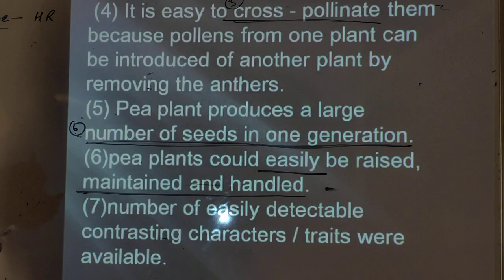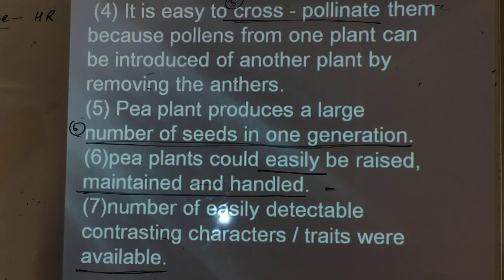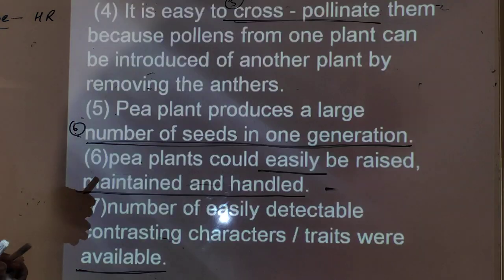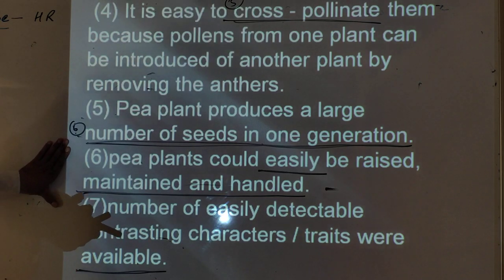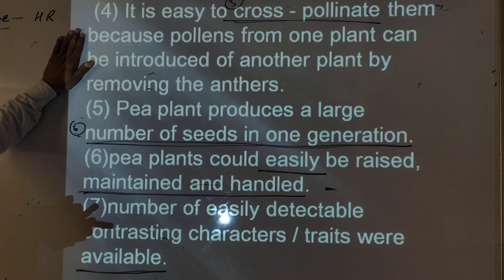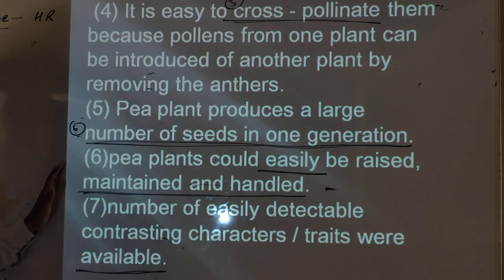And lastly, the contrasting characters and traits were available. Large number of characters without using any device. We can see all the characters by the naked eye. For example, height of plant, color of flower, size of seed, size of fruit, color of fruit. All these things are visible to the naked eye. So first, all these characters are available in an easy way. And secondly, the first point is easy visibility of characters. Second, a large number of seeds are generated in one generation, easy to handle and maintain, and easy to conduct cross-pollination. Self-pollination is there, as well as one more thing, the self-pollinating process is there. Annual plant, short life cycle, all these characters are responsible for the selection of the pea plant.